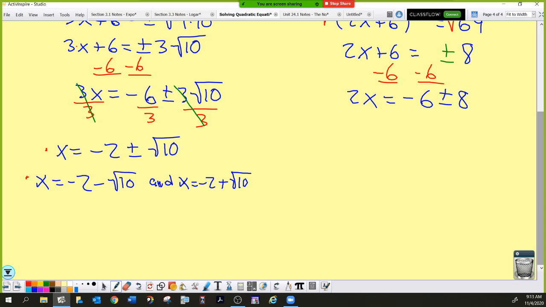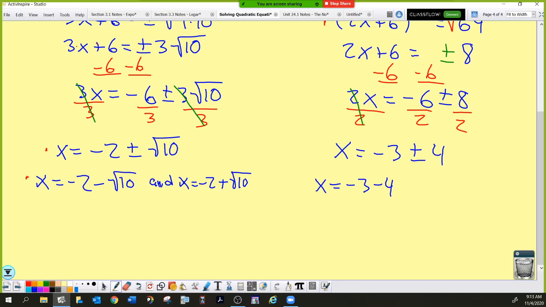What do you think is better to see? Want to divide right now because it matches the one on the left? Let's divide everything by 2. X equals negative 3 plus or minus 4. That is 2 answers. X equals negative 3 minus 4. And x equals negative 3 plus 4. That means x equals negative 7.